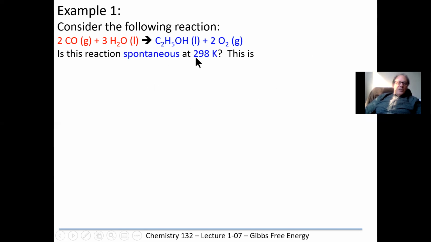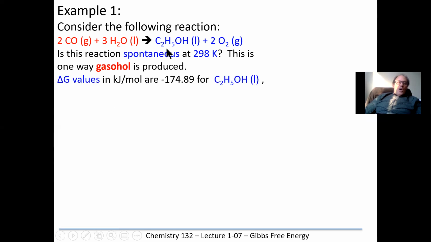Now, is this particular reaction spontaneous at 298? This is one way you can make gasohol. Gasohol, again, being a mixture of gasoline and ethanol. Countries like Brazil certainly make huge quantities of gasohol because they have lots of sunlight in Brazil. Photosynthesis can be utilized to make sugar cane. Sugar cane is one of the fastest growing plants in the world. And the abundant supplies of sugar cane can be used to feed yeast that produce ethanol as a waste.